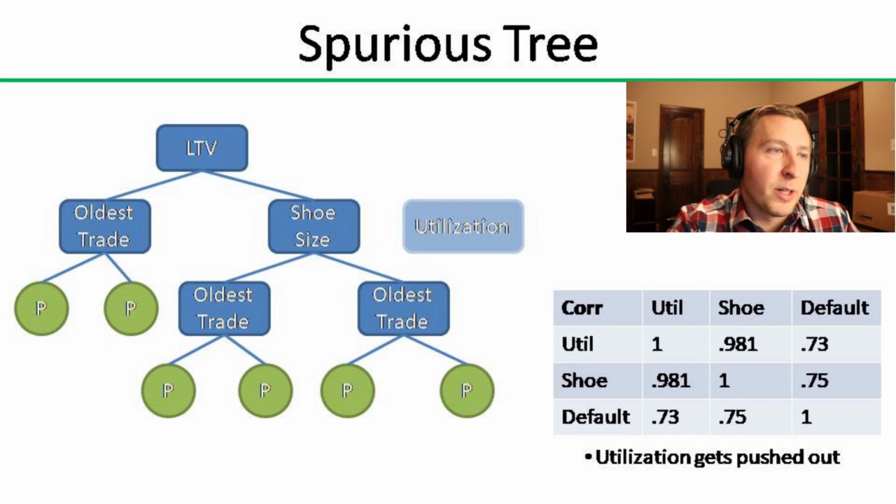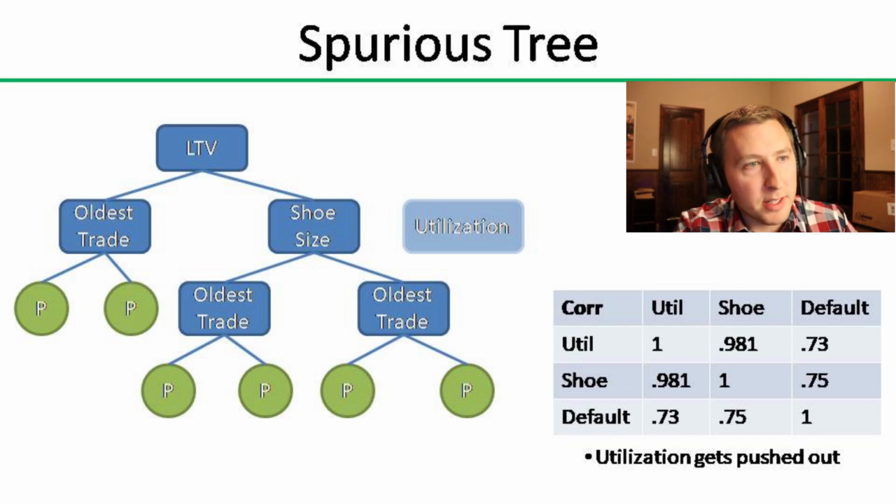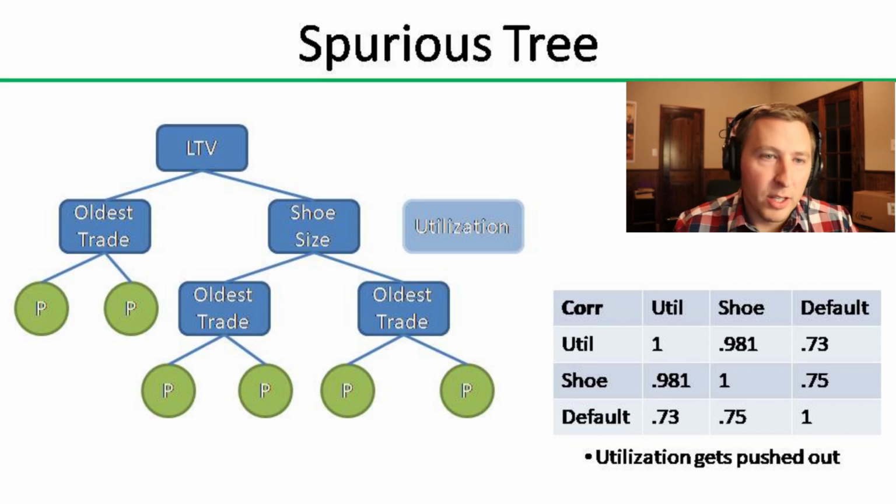And let's say we just built this simple tree here, LTV being the first split. And then of course we split to the left, we have oldest trade, and we end up with 2 predictions here, which are the green circles. And then we split to the right, and let's say utilization and shoe size are highly correlated. So if you look at this bottom right-hand table here, you'll see that the shoe size, or the shoe itself, with default is 0.75% correlation, and the utilization rate against the default is 0.73. So in this case, shoe size is going to be slightly more correlated with the dependent variable we're trying to model. So when it does a split, you get more purity by using shoe size over utilization, and we would end up wrongly selecting here shoe size, which makes no sense.